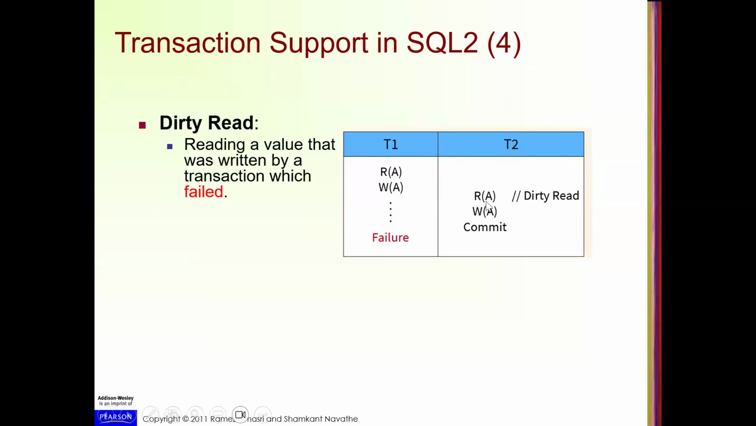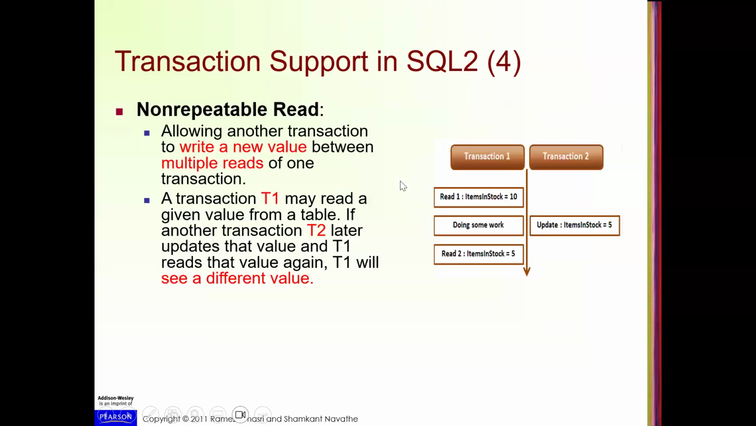In simple words, it's just saying that you are trying to read the item A, which was written by transaction T1 and not saved, and before saving, you read it and T1 failed.